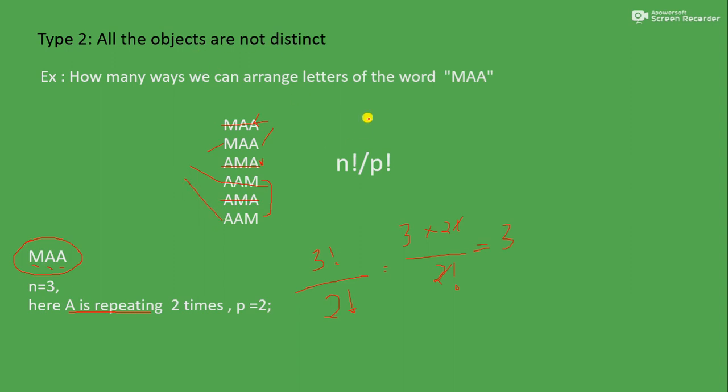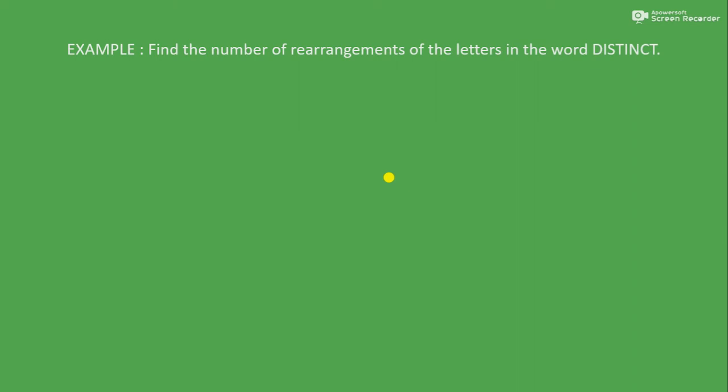In such a case, where all the objects are not distinct, we need to use the formula n factorial divided by p factorial. The p factorial is for the number of repeating elements. Here I'm going to give you another example which will help you understand the concept better. Our example is: find the number of rearrangements of the letters in the word DISTINCT.